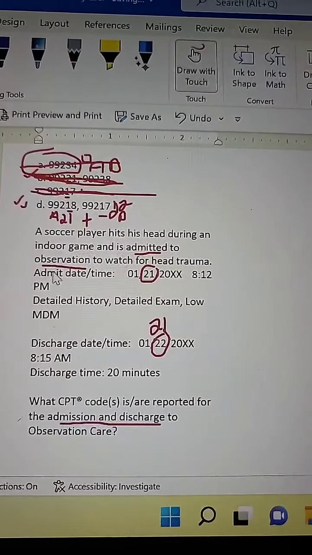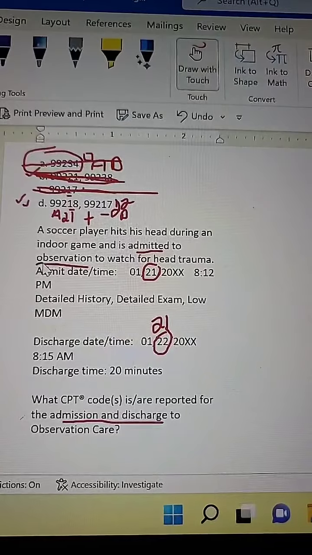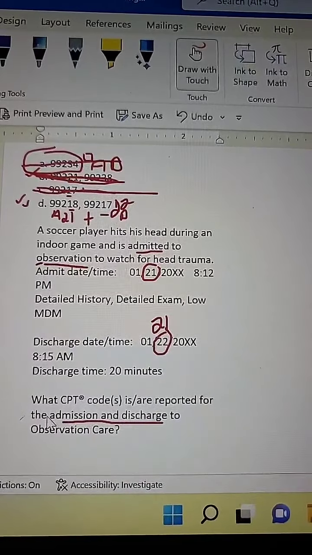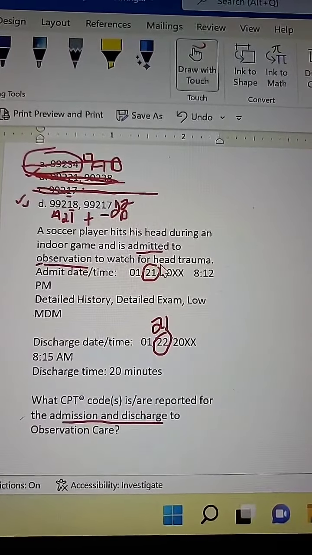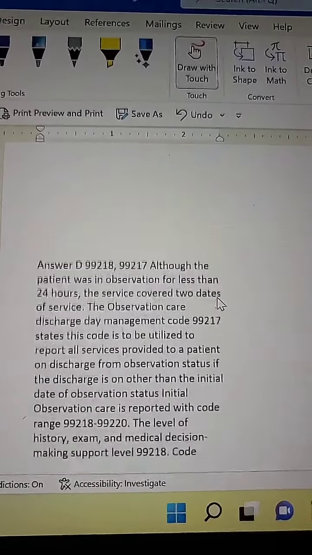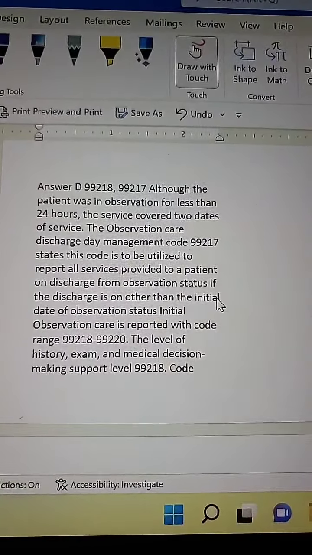So all you have to do is check your status. They were in observation. Make sure what they want you to code. They do want you to code admit and discharge. Then check your dates of service. That's all you need for this one. And there's your rationale for that one. Find you another one to do.